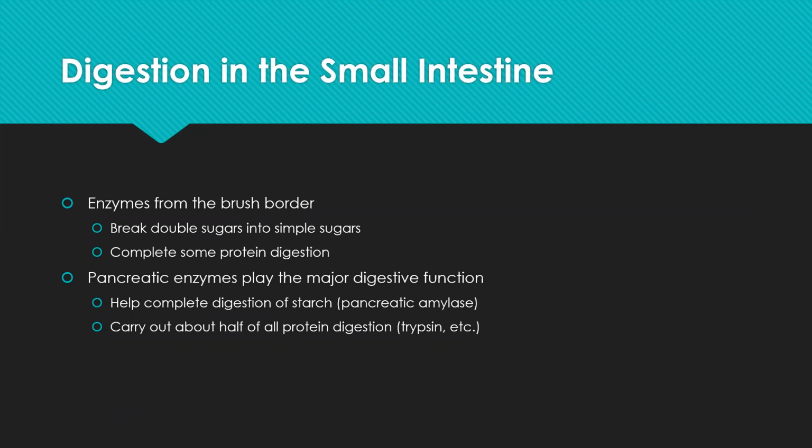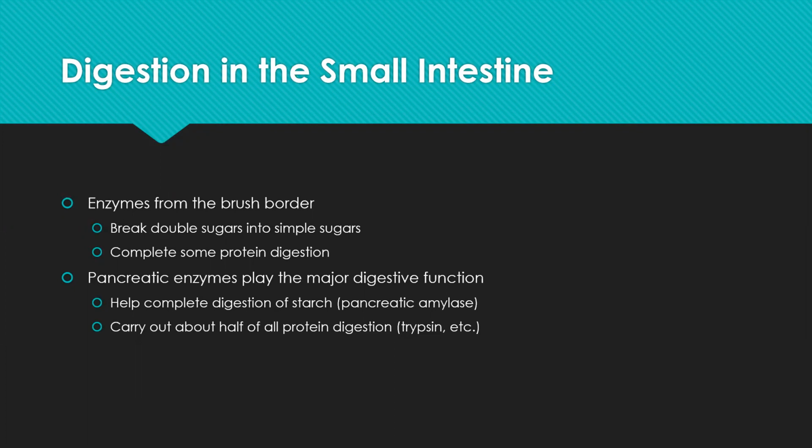And next, coming to the digestion in the small intestine, mainly the different enzymes that are present in the brush borders of the small intestine break down the double sugars into simple sugars, and the complete protein digestion takes place here. Complete protein digestion takes place in the small intestine.